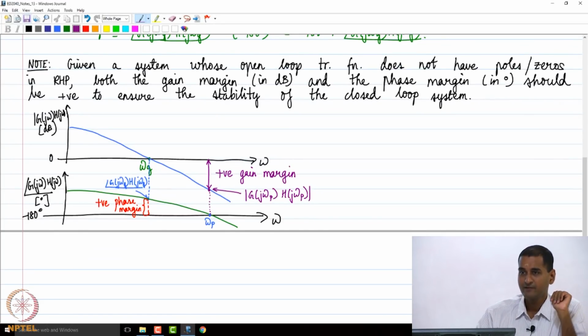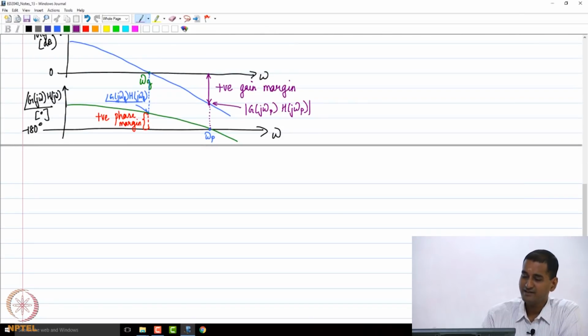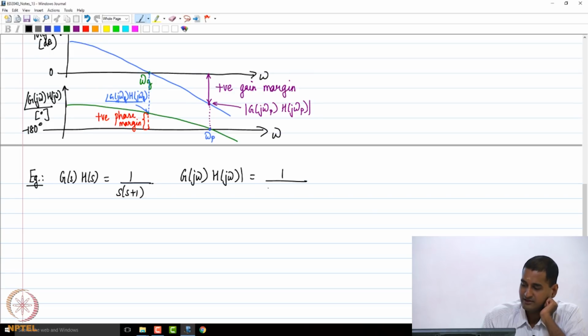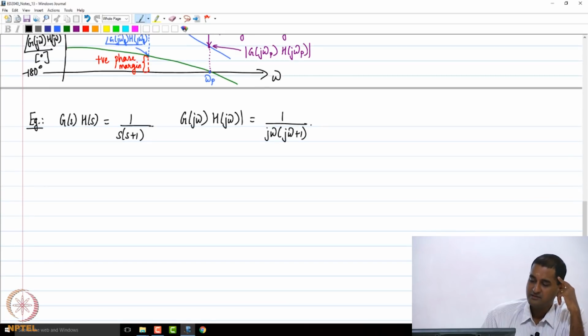Is it clear? Okay. Now let's go back to the example that we did. So this is what we considered. Consequently the sinusoidal open loop transfer function is going to be equal to 1 divided by j omega times j omega plus 1.